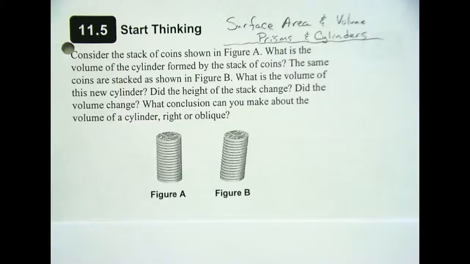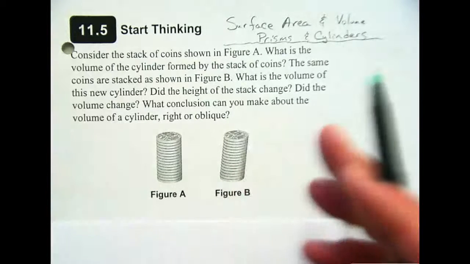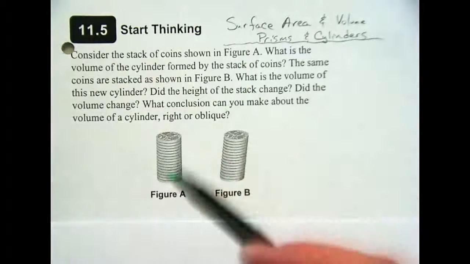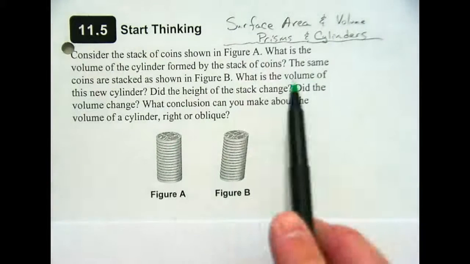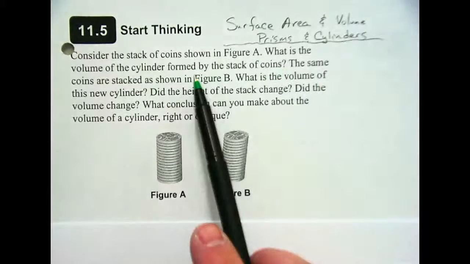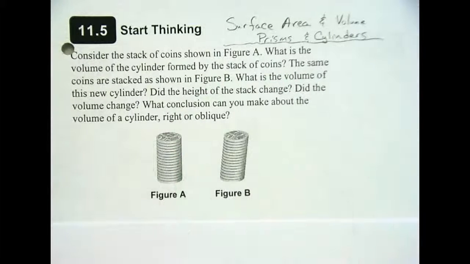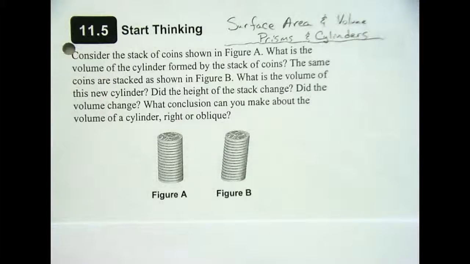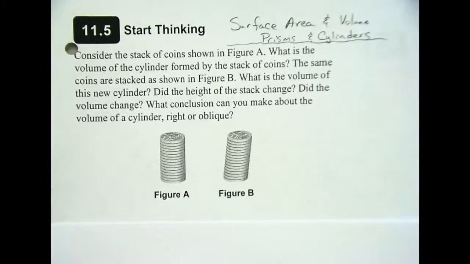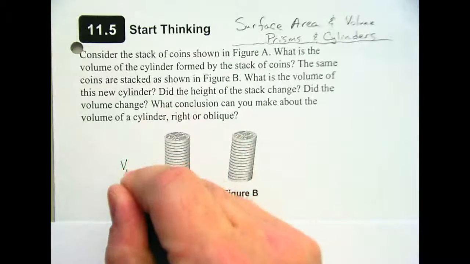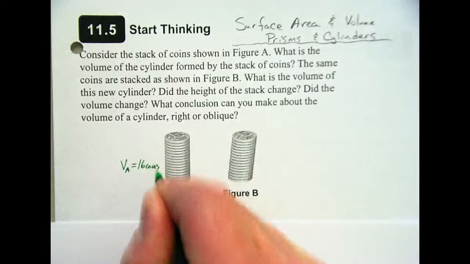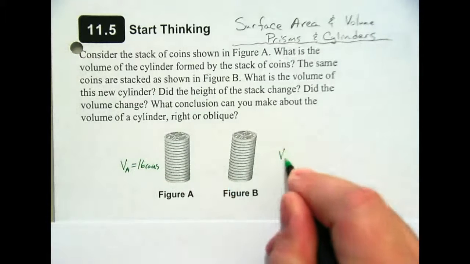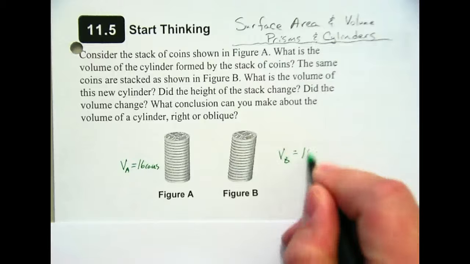So, good point came up. You can't find the volume in terms of numeric volume, but you could find the volume in terms of coins, right? What is the volume of the cylinder? Well, what is the volume of that in terms of coins? In other words, there are 16 coins. So the volume of A, and we usually write it like that, volume of A is equal to 16 coins. What's the volume of B? It's also 16 coins.